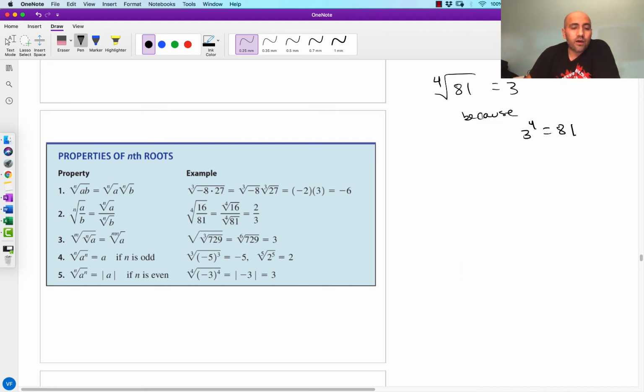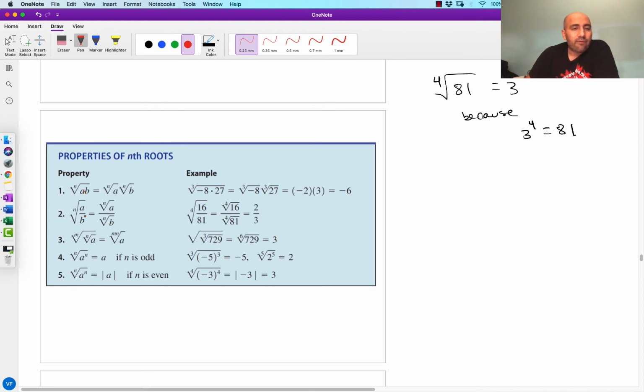We have the cube root of, and then inside the root, we have negative 8 times 27. So we can separate it into 2 separate radicals where we have the cube root of negative 8 times the cube root of 27. Okay, so this is just letting us know we're allowed to do that, as long as we have multiplication inside here. Keep that in mind, that between the a and the b there's a multiplication.